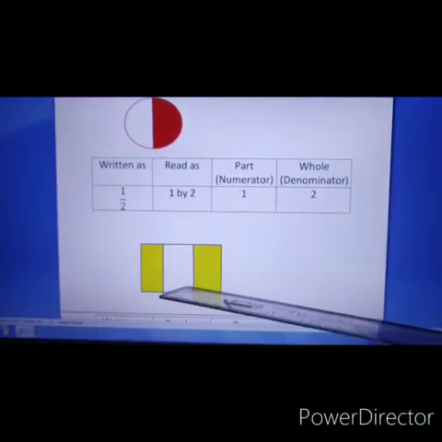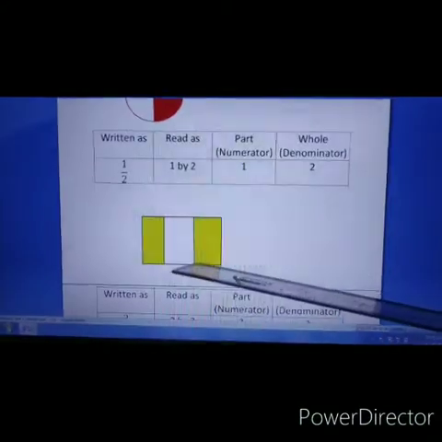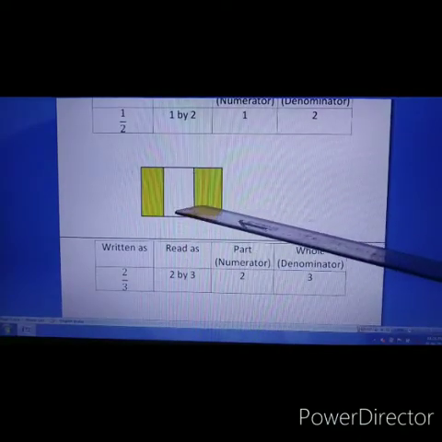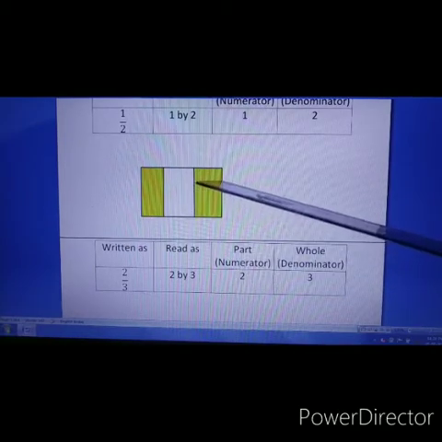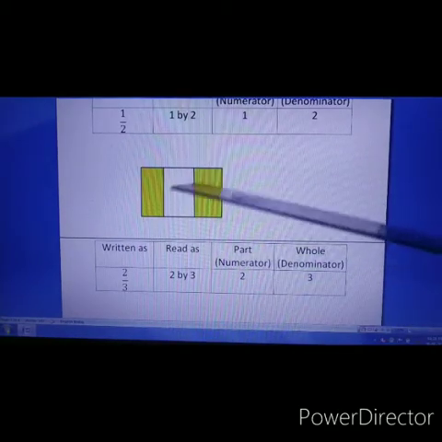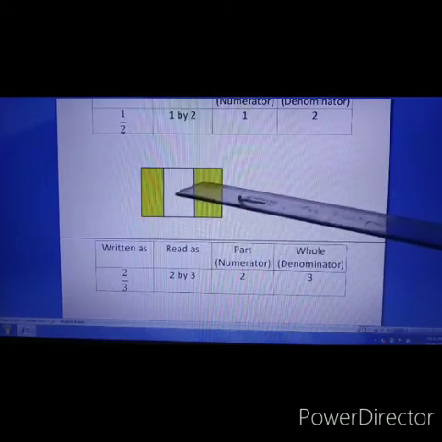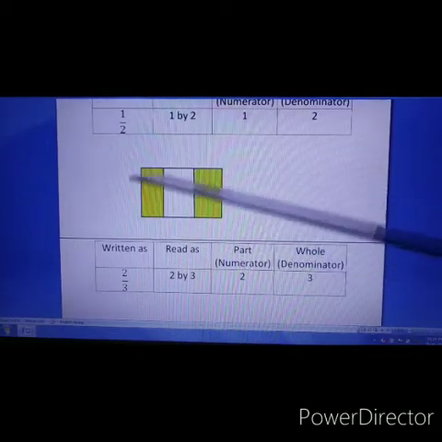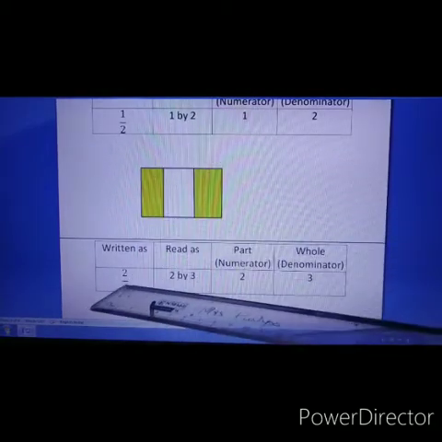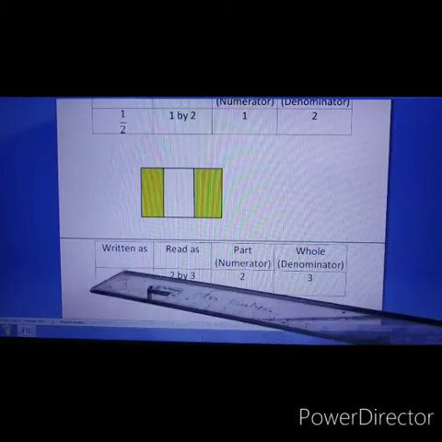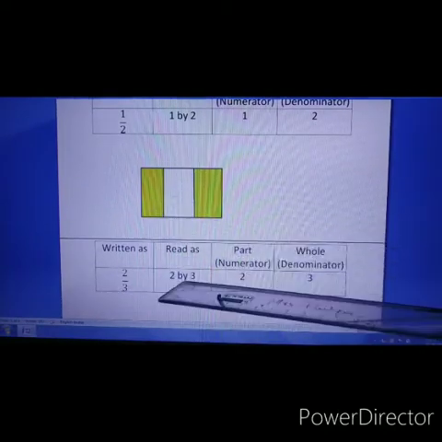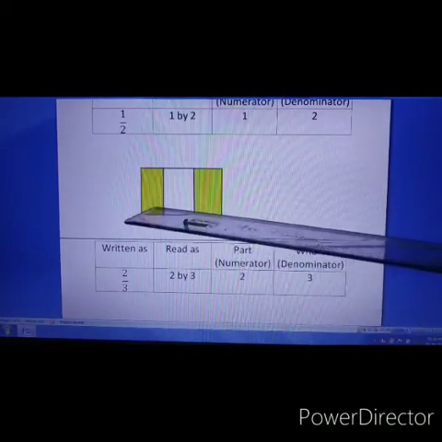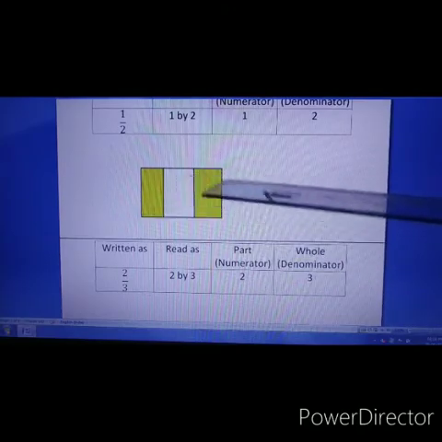Our next figure is a rectangle. This rectangle I have divided into 3 equal parts and 2 parts I have shaded or colored. The 2 parts are the selected parts, and that is the part or the numerator, and the whole part, that means the 2 colored parts and the uncolored part, together form the denominator. This fraction we can write this way: 2 by 3 or 2 upon 3, and read as 2 by 3. So this is the numerator, 2 colored parts, and the denominator is the whole part 3.